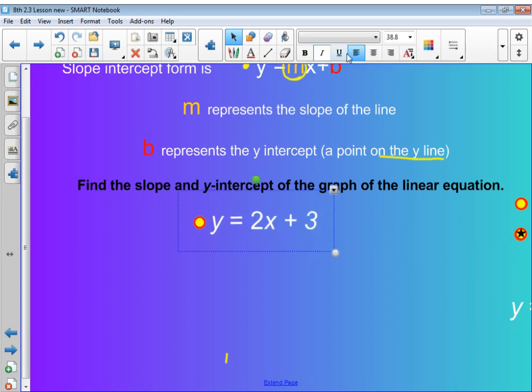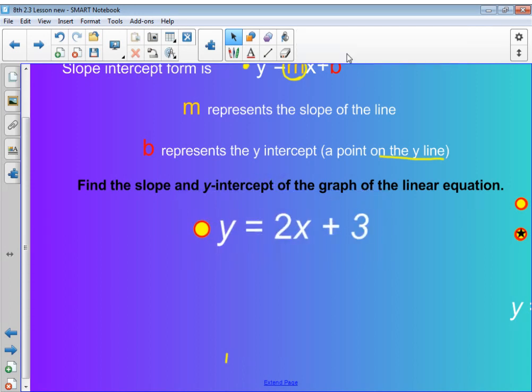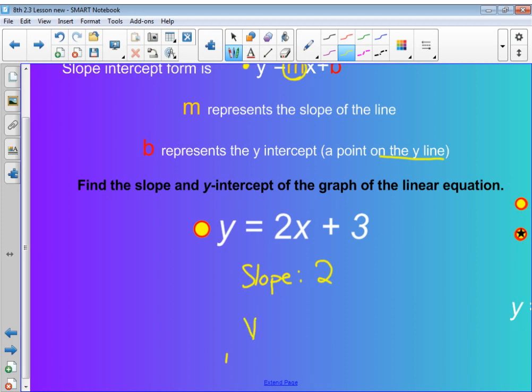Okay, so here's our next one. I have y equals 2x plus 3. So our slope is 2, because that's connected to the x, and our y-intercept, which right now I'm just going to put as y, is going to be a positive 3. As we start to work these out, we have to understand which one's which so that we can find our starting point, which is our y-intercept, and then follow the slope from there to create our second dot and create our line.